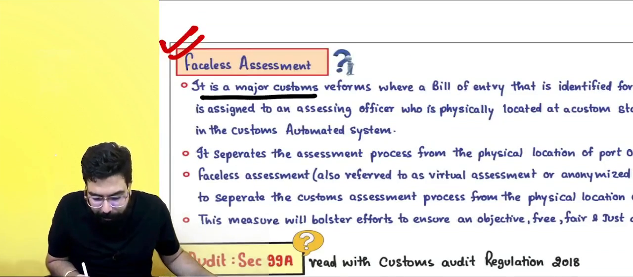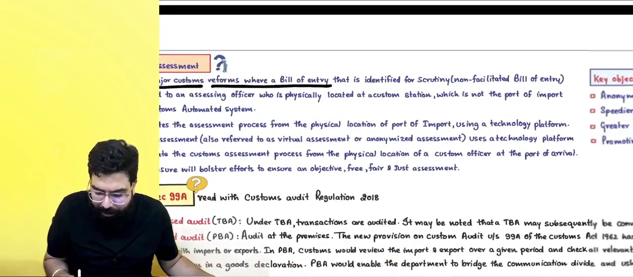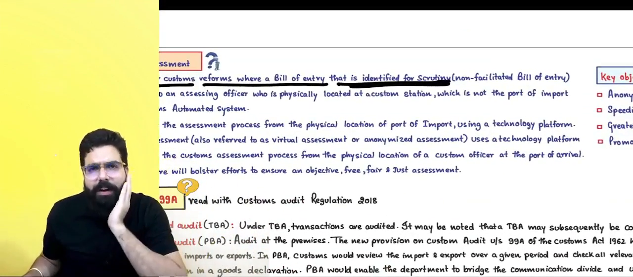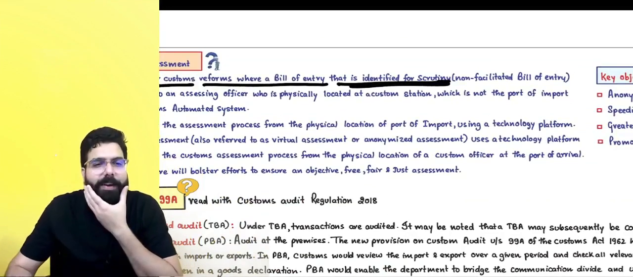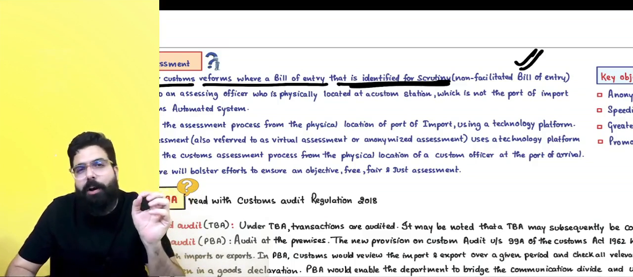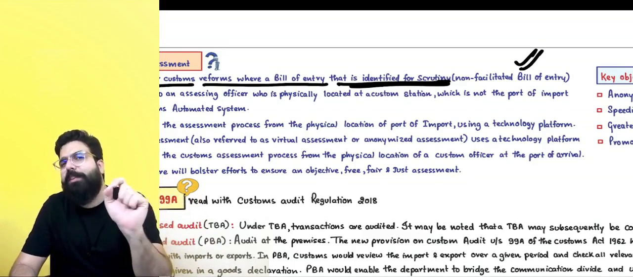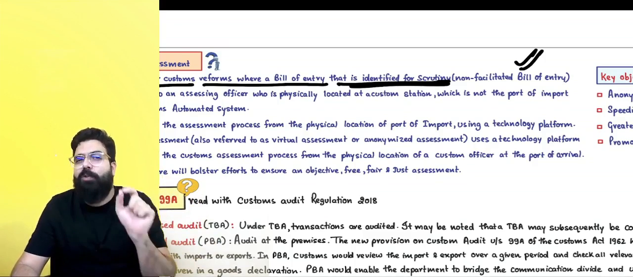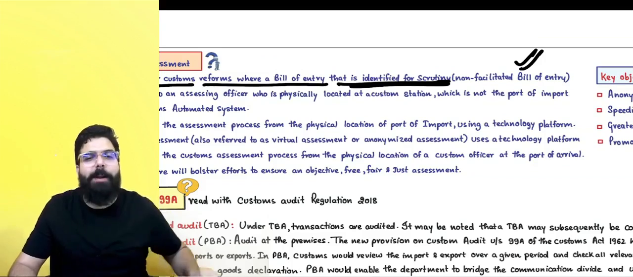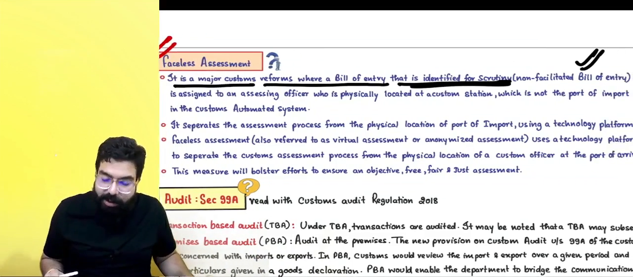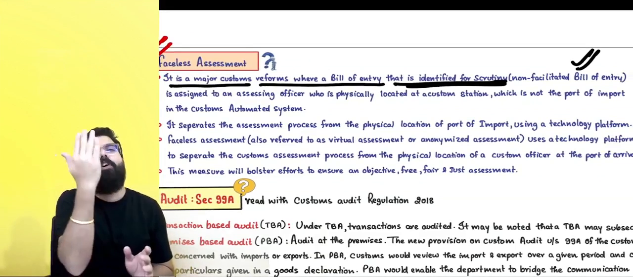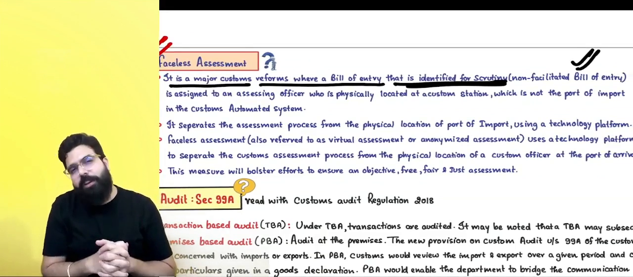Okay, sir. It's a major custom reform where a bill of entry that is identified for scrutiny is also known as a non-facilitated bill of entry, because this was not cleared and they have picked it up for scrutiny. Not cleared means, sir, basically whenever you file your bill of entry, it is nowadays automatically cleared based on the risk evaluation.